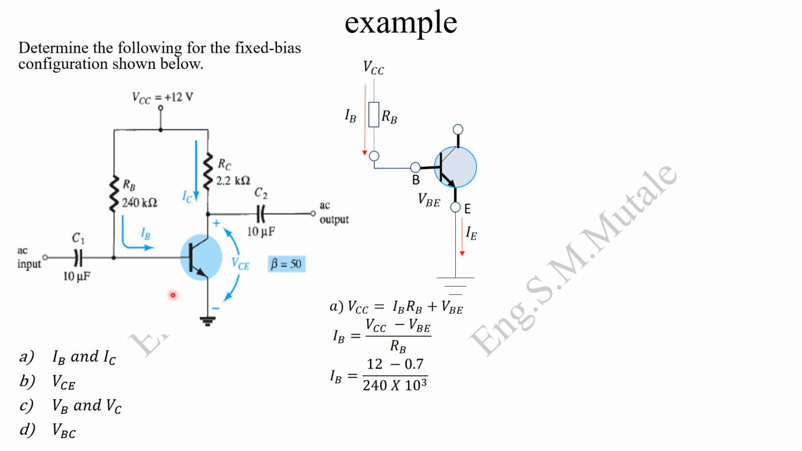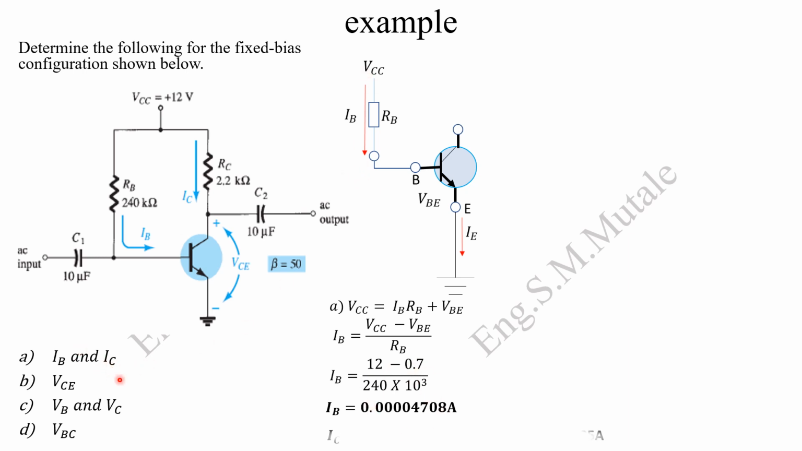So RB, it's 240 kilo ohms. Kilo is 10 to the power 3. So this is like 240,000 ohms, which is this one there. When you evaluate that, you're going to have the value for IB as 0.00004708 amps. So this is the current which is passing through the base. It's as easy as that.